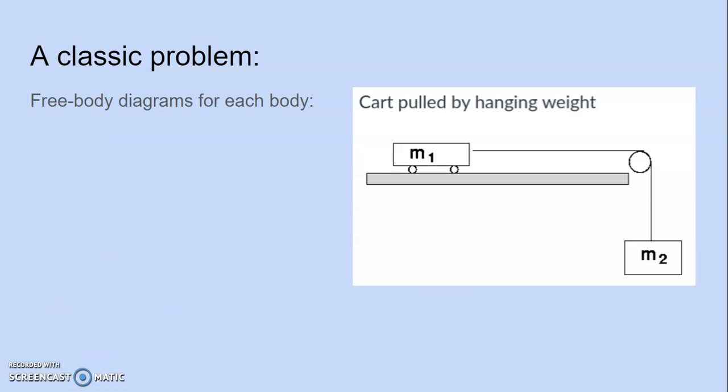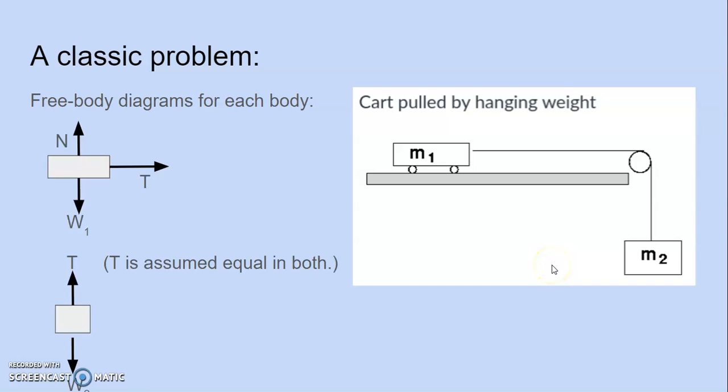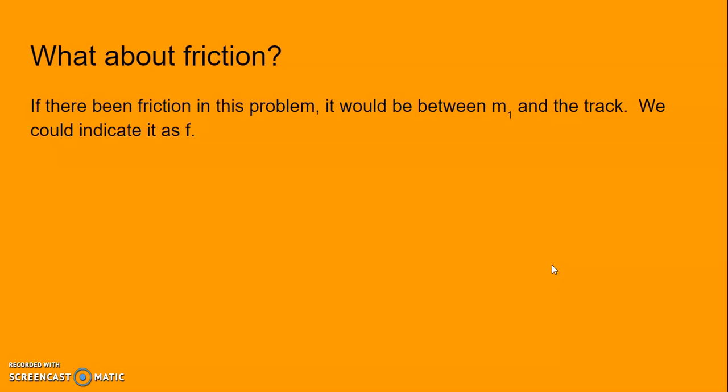Let's go back to that. A few slides back. There it is. So it would be in here between car M1 and the track. So how do we deal with friction? Well, it is a little bit tricky.